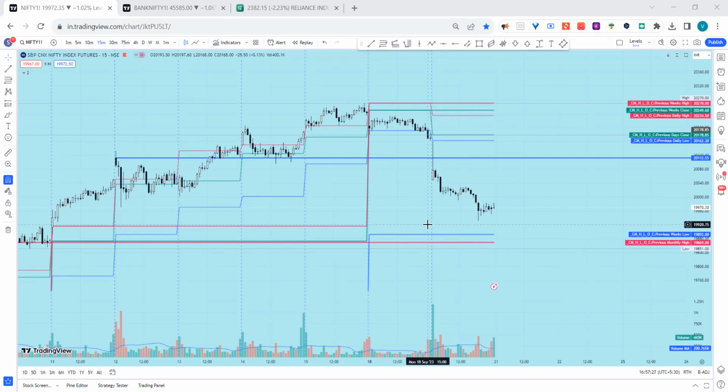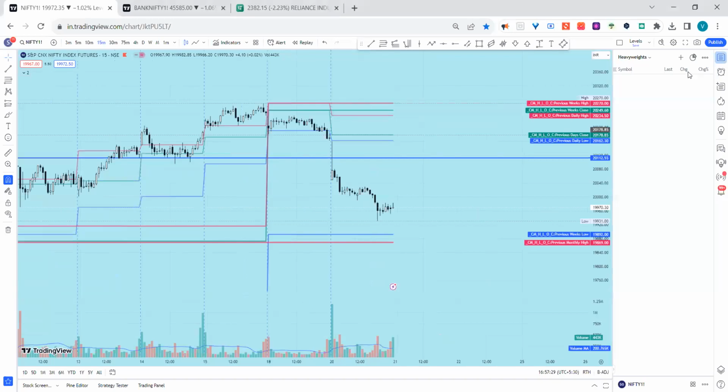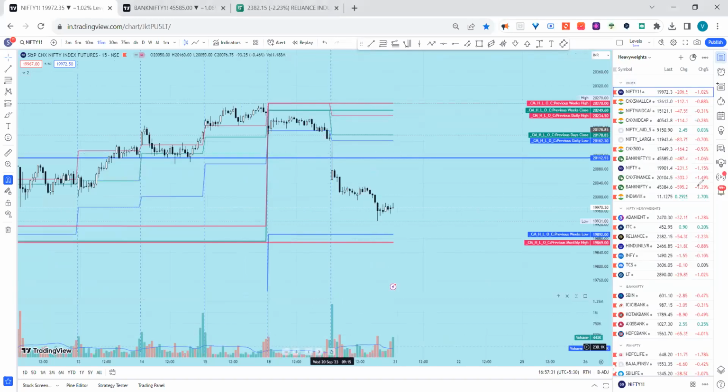So as we can see here, today's market was negative in the sense that Nifty has closed 1% down. Bank Nifty is also down 1%, and the VIX is up by 2.7%.